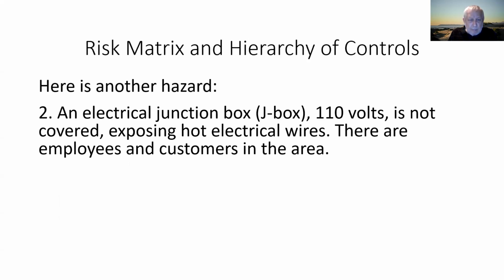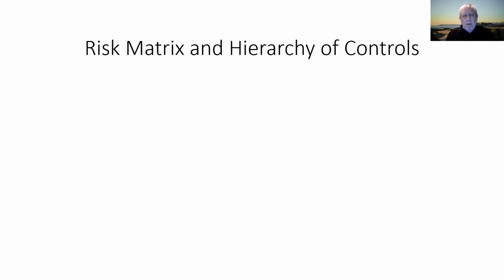Okay, we'll look at another hazard. An electrical junction box, usually called a J box. 110 volts. There's no cover on. Wires are coming in, exposing electrical hot wires. There are employees and customers in this area.